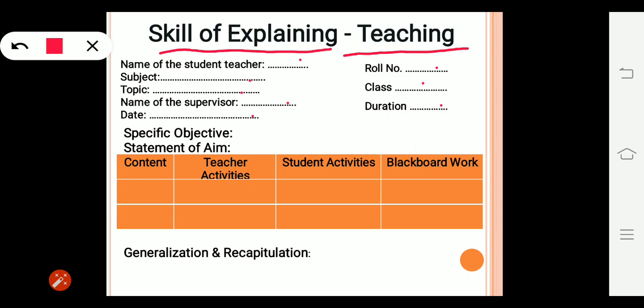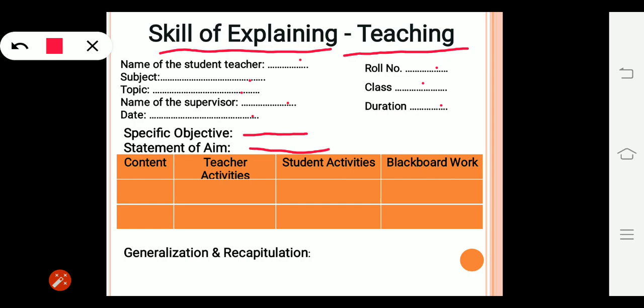Specific objective. For a 6 minutes class, you may take only one or maximum two specific objectives. Then write the statement of aim. This is basically announcement of the topic to the class. The statement will be like this: Today we are going to study the topic poverty. Or, today we will see rural unemployment under the topic unemployment.